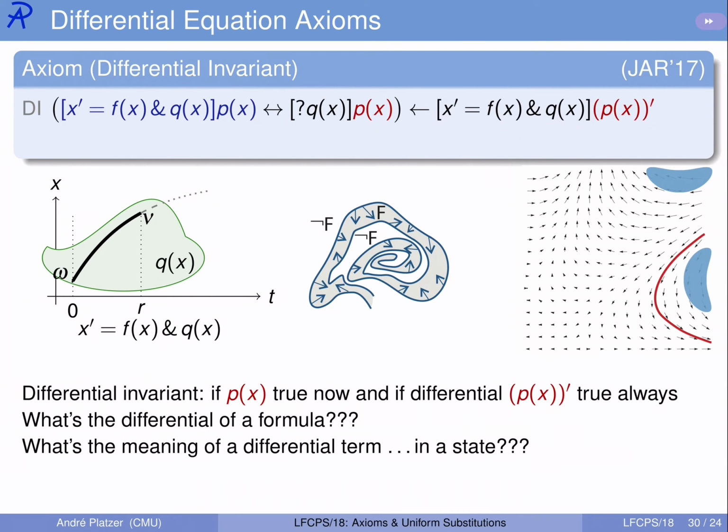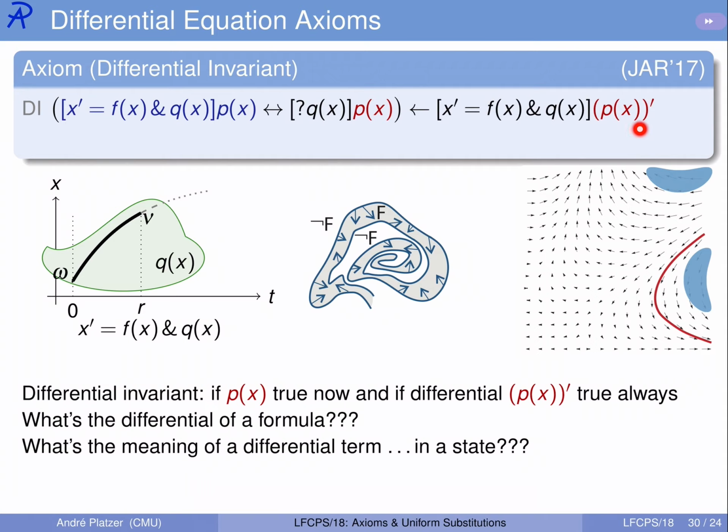Remember that the differential invariance axiom allows us to show that a property is always true after a differential equation if and only if it's true right now, well, if we pass the test of the evolution domain constraint, otherwise the two aren't really equivalent. Provided we also show that the differential of the property is always true after the differential equation. And remember, for the prime, we wish we could think of time derivative, but time derivatives aren't always well defined, especially not in isolated states that we're talking about.